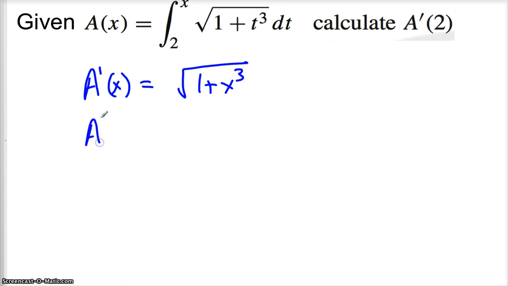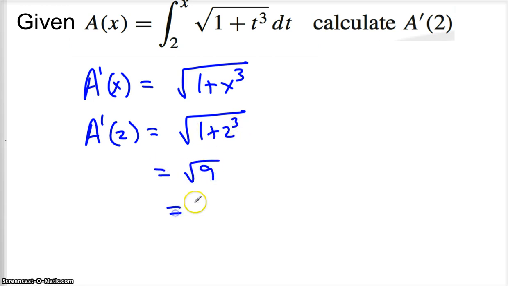So if we want to figure out A prime at 2, all we need to do is just substitute 2 in there for x. And 2 cubed plus 1 is 9. Square root of 9 is 3. That's a very simple application of part 2.